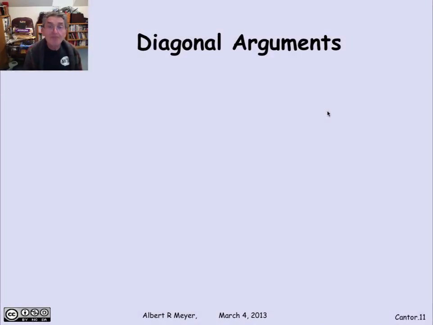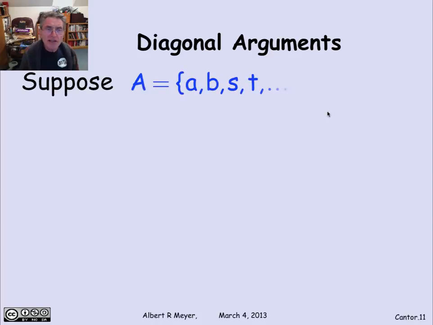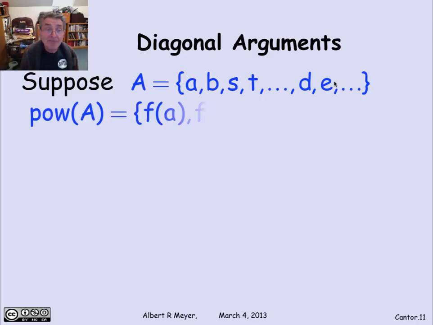Let's take a look. It's a diagonal argument again. But now I mustn't assume that A is countable. I'm not going to assume that I can really list the elements of A. But we'll think about it as though we could. Let's think about this matrix again. So suppose A is this set of elements: A, B, S, T, D, E. I'm scrambling up the alphabet on purpose because I don't want you to get the idea that we're assuming that A is countable, that you can list all the elements of A. I'm not assuming that, but I'm just writing out a sample of elements of A.